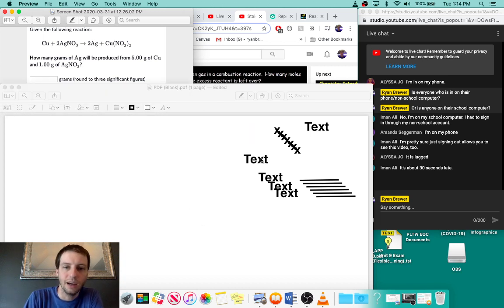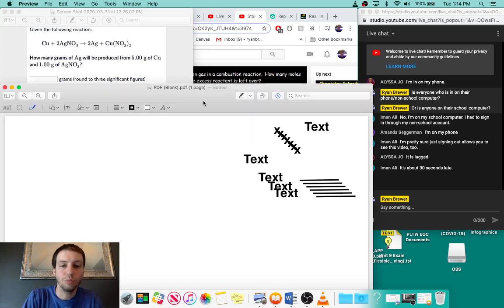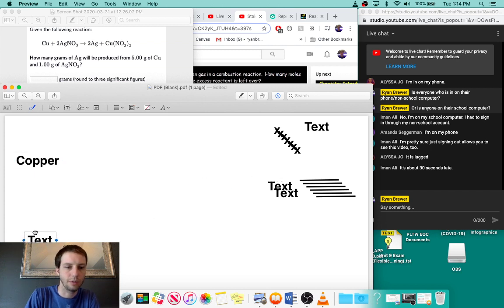Okay, here we go. I'm going to do 2 problems. I'm going to devote this one to copper, and this one, just one on top of the other. This one's going to be, I'm going to solve for silver nitrate. Silver nitrate, okay.